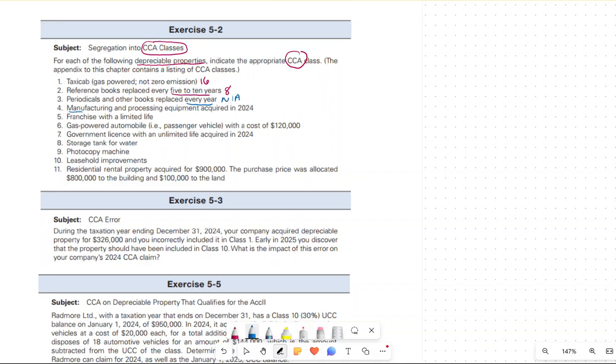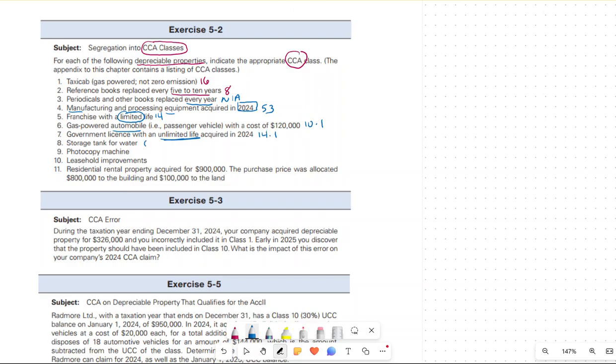We have manufacturing and processing equipment acquired in 2024. They will go under class 53. You have a franchise with a limited life. If it's a limited life, it is class 14. If it's an unlimited life, it will be 14.1. Then we have an automobile that will be your 10.1. We have a government license that is unlimited. If it's an unlimited life, that is 14.1.